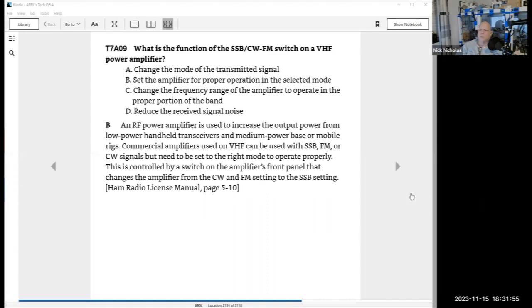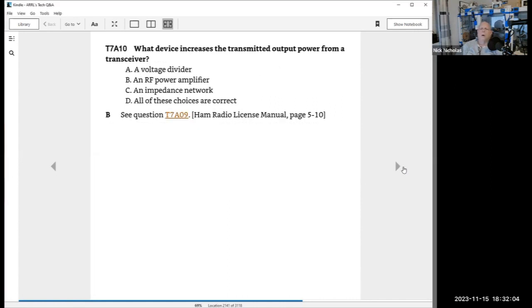Okay, there's a little more to that. There are filters they sometimes include that are a little different and so on, but that's a fundamental reason. T7A10, I'm not going to read off the numbers all the time. What device increases a transmitter output power from a transceiver? And that would be an RF power amplifier.